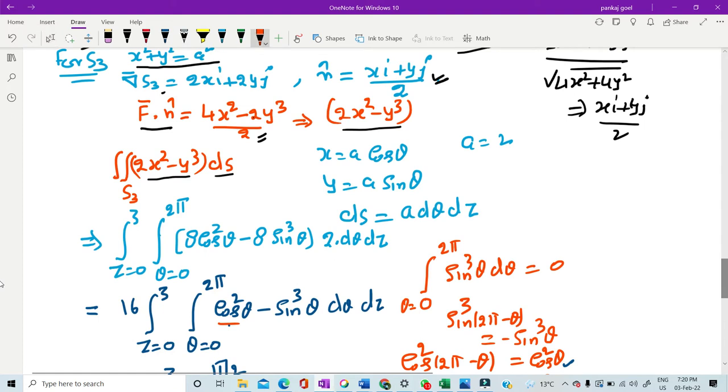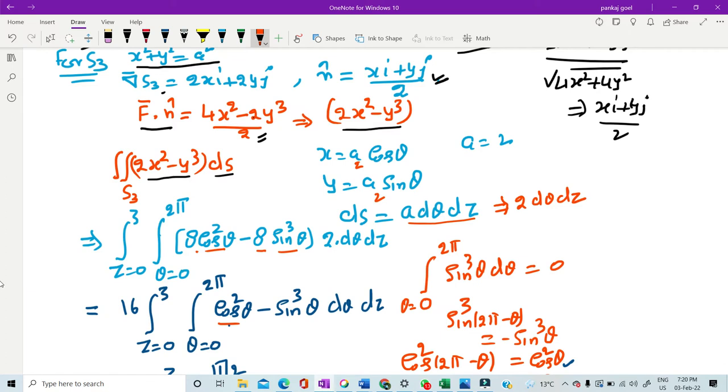Put here x equal to a cos theta, where a equal to 2. You can write x equal to 2 cos theta, y equal to 2 sin theta. x square means 8 cos square theta minus 8 sin cube theta. And what is the value of dS? Because dS equals a d theta dz, and the value of a is 2, so 2 d theta dz. Put here 2 d theta dz. Taking 8 into 2, 16 common.